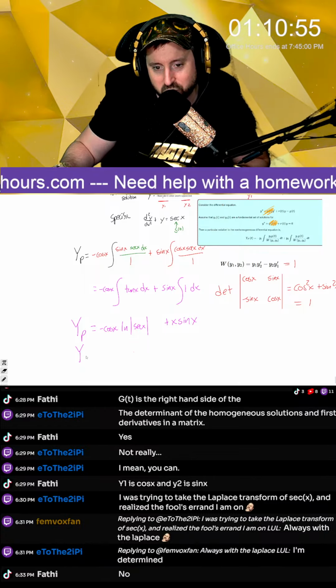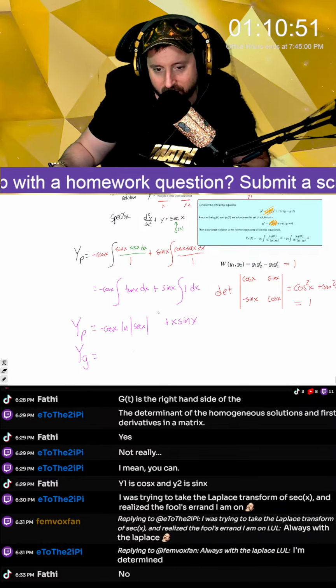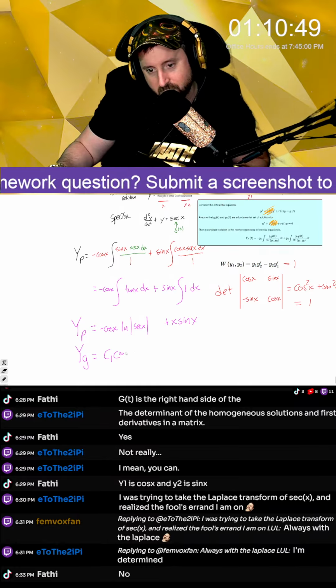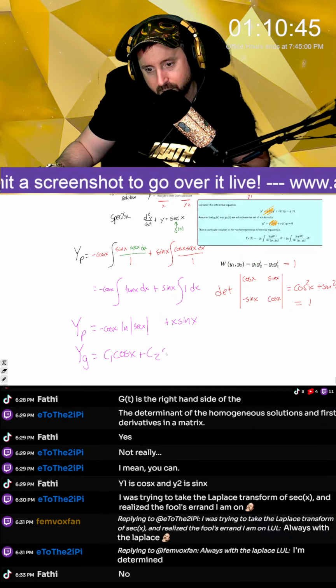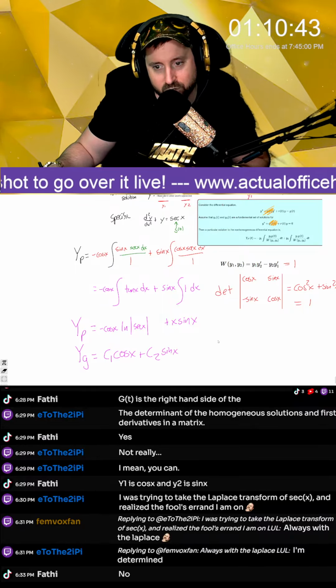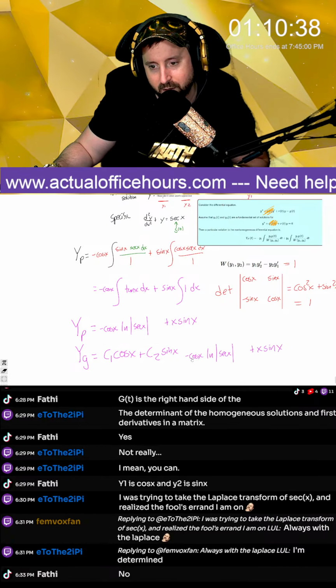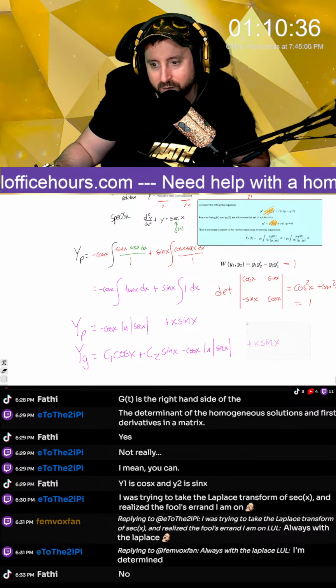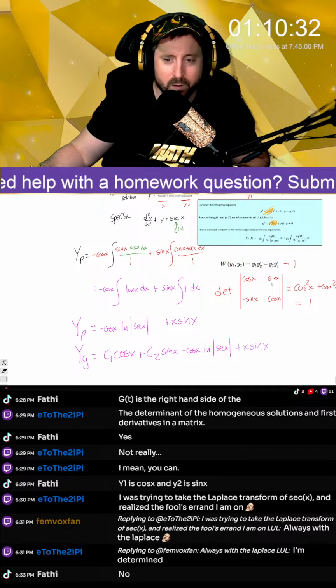Okay. So the general solution, yg, is then equal to, I think, c1 cosine of x plus c2 sine of x. And then we're just going to leave this, I guess. Minus cosine of x, ln of absolute value, secant of x, plus x sine of x. I feel like they should be weighted somehow, no?